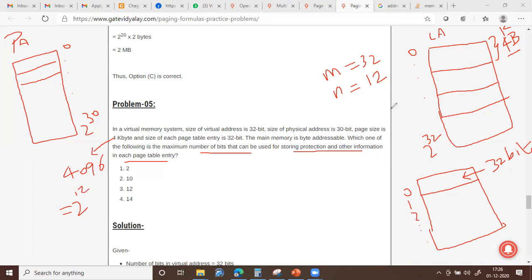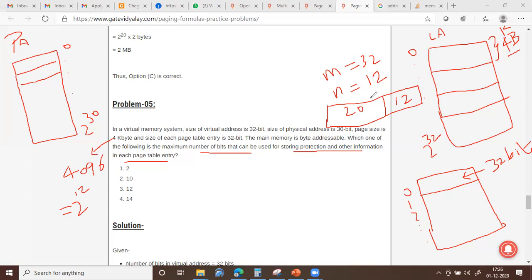To address this particular logical memory, we need m minus n bits, that is 32 minus 12, which is 20 bits to refer to the page number, and 12 bits to refer to the offset. This is the scenario for the logical address.